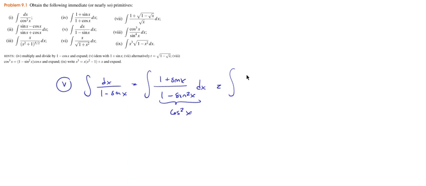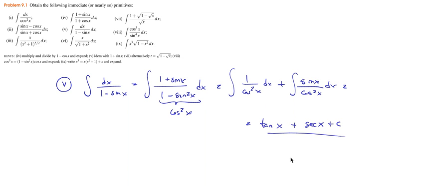So the first one is 1 over the cosine squared dx plus the sine of x divided by the cosine squared. Now we know that the first one is a tangent. This is the first one that we saw, and it is the same thing as in the previous one. This is the integral, or the primitive, of 1 over the cosine squared, so it's the secant of x plus c.